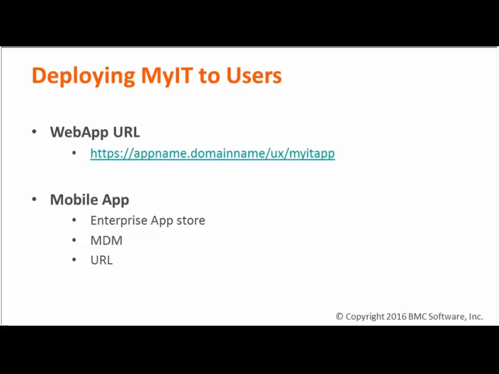The third is, if you don't have these two available in your enterprise, then you can use the URL method, which customers, especially small customers who do not have MDM or an enterprise app store, use, where you can host MyIT on a download URL. We provide a download URL out of the box. You can use that, or you can host it anywhere. It does not have to be on the MyIT server. It's just a download URL. You can host it on any web server, and then you can ask your users to download the application from there.